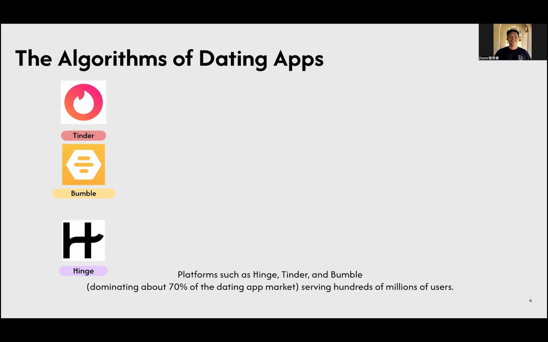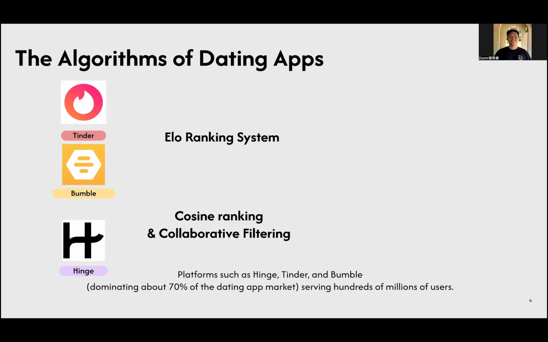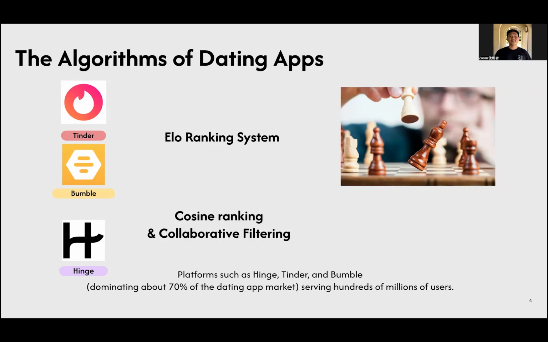From the information that we know, dating apps such as Tinder and Bumble use a system called the ELO ranking system, and Hinge uses a cosine ranking system featuring collaborative filtering. You might have heard of the ELO ranking system in chess. In chess, each player is given an initial score, and then players compete against each other, and their score increases or decreases depending on whether they win or lose those games, and also on their opponent's ranking.